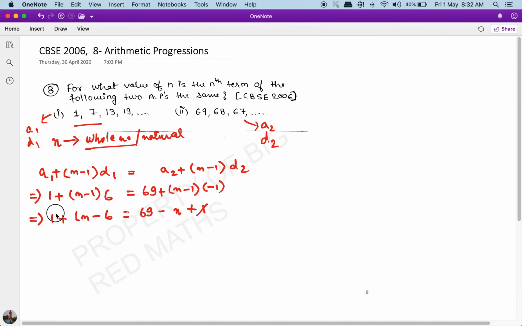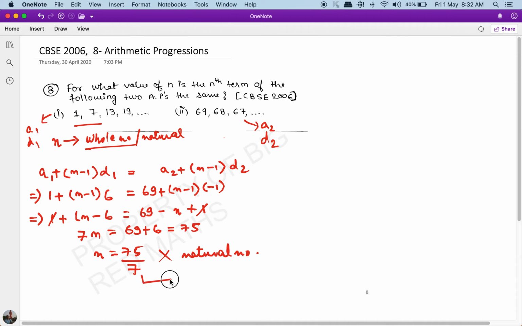Okay, so the 1 gets cancelled with 1. This n I move here, so it becomes 7n, and this becomes 69 plus 6, which is equal to 75. Now look at this. n is equal to 75 upon 7, which is not giving me a natural number. This number is always going to be a fraction. So the answer is, there is no value of n for which these two APs will have the same nth term.